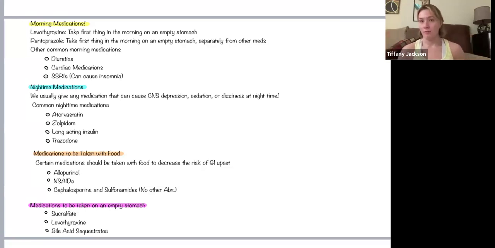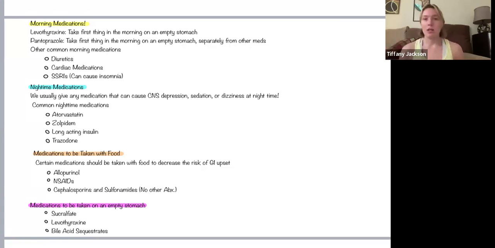But back to morning medications, our other common morning meds are going to be diuretics. Why diuretics in the morning? Well, they cause polyuria. If you take them at night, the patient's going to be up all night using the restroom. We also give a lot of our cardiac medications in the morning, like our ACE inhibitors. And then SSRIs we take in the morning because a big side effect of those is insomnia.